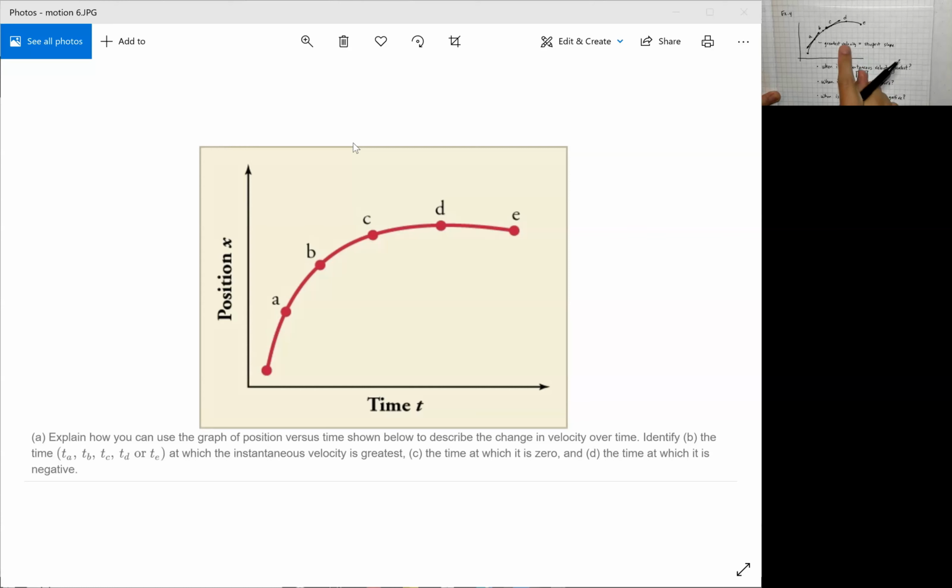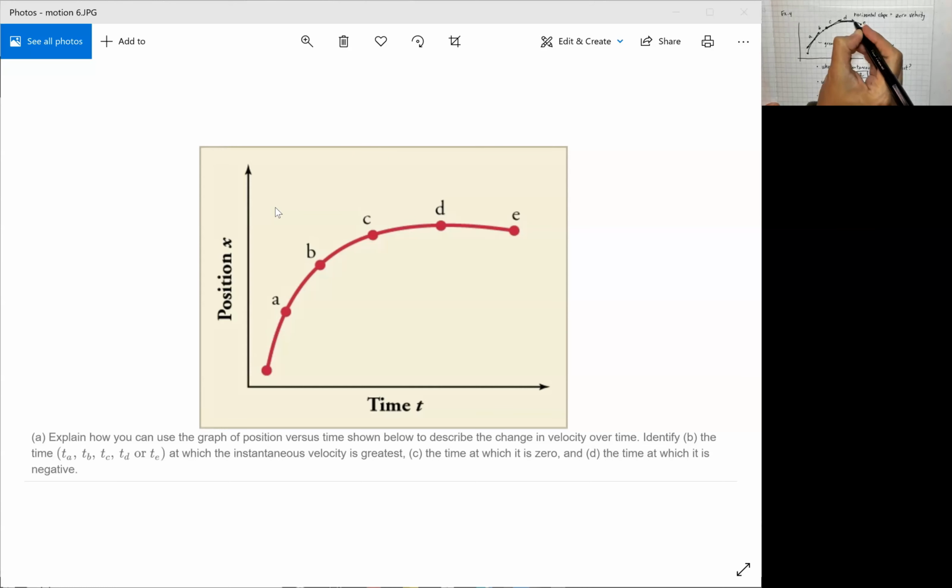When is instantaneous velocity zero? A zero slope is horizontal, and instantaneous velocity will be zero when something changes directions, because the line kind of curves over like that. That is where the slope will be zero. So D is going to be the horizontal slope. So we can say horizontal slope means zero velocity.